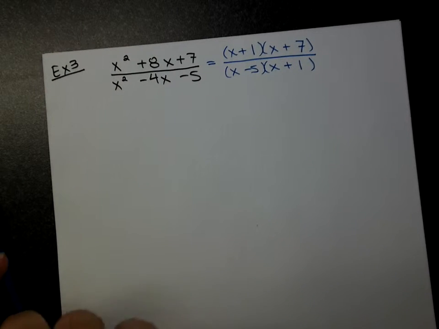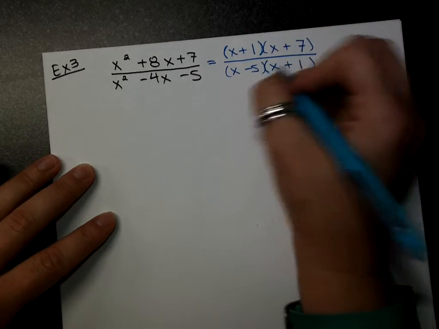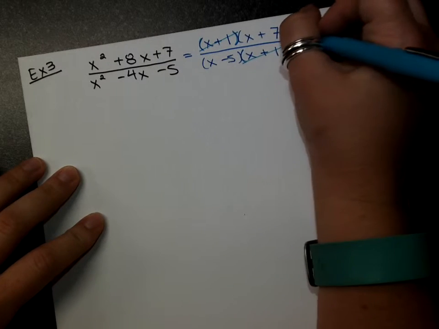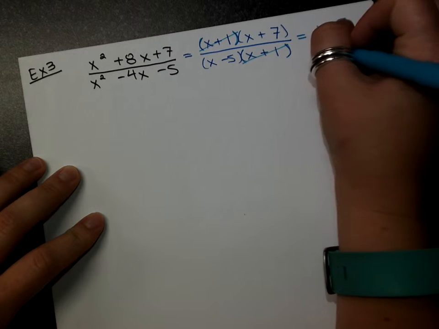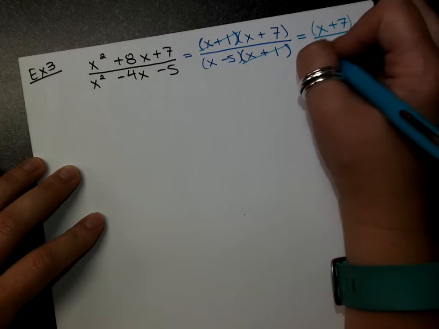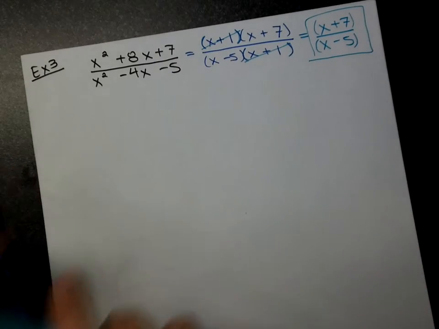So from here, you notice you have an x plus 1 on top and an x plus 1 on the bottom, and they can divide off. That leaves you with x plus 7 on the top over x minus 5 on the bottom. You can leave them in parentheses if you like, but you technically no longer need the parentheses.